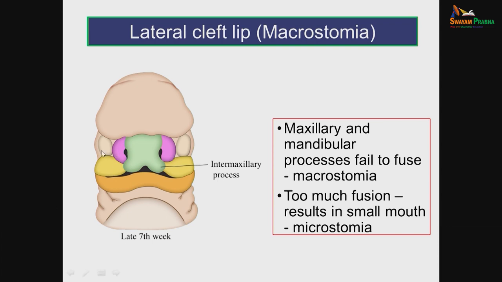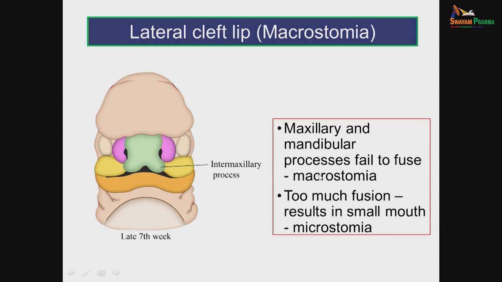We have already seen that the maxillary and mandibular processes will fuse and the lateral angles of the mouth will shift more medially. If the maxillary and mandibular processes fail to fuse, the condition is called macrostomia. This is a wide mouth. If there is too much fusion of the maxillary and mandibular processes, it results in a small mouth, which is called microstomia. Macrostomia is wide mouth and microstomia is small mouth.